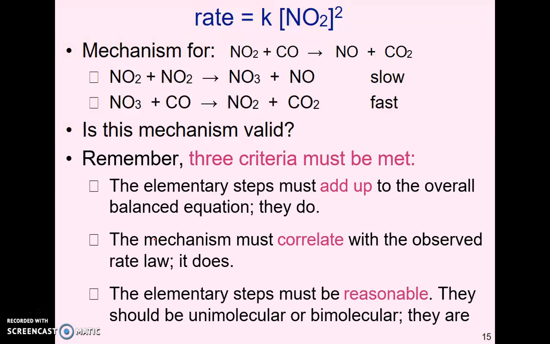So, looking at the mechanism for this reaction, which we just saw, is this a valid mechanism? These 3 criteria have to be met. The elementary steps have to add up, and they do. We can cross out things, so these would be crossed out, we'd have one of those left, and this would be crossed out. And then they would add to the original reaction. The mechanism does correlate with the rate law, which we just saw, with this being k[NO2] raised to the second power. And the steps are reasonable. There are no tetramolecular steps here. They're only bimolecular, so there are no crazy elementary steps that are unlikely to occur. So this mechanism meets the 3 criteria.